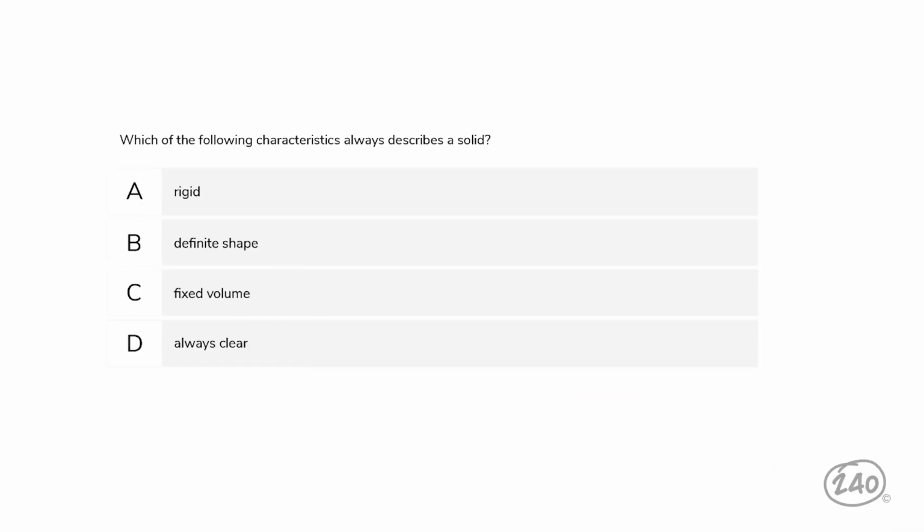We've made it through Earth science and life science. So next up, physical science. Let's throw you a tricky question on matter. Which of the following characteristics always describes a solid? Well, I know of lots of solids that aren't clear, so choice D is out. But solids are rigid, and they have a definite shape and a fixed volume. So A, B, and C are all correct.